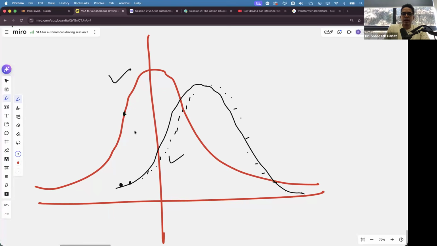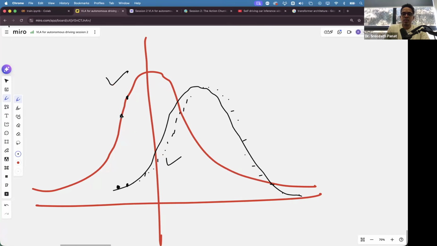I can compare this black dot with the corresponding red dot, and I could construct a mean squared error saying this minus this the whole square plus this minus this the whole square plus this minus this the whole square. That is a mean squared error. There we are not comparing the distributions, we are comparing the values. But comparing the distribution is slightly different.